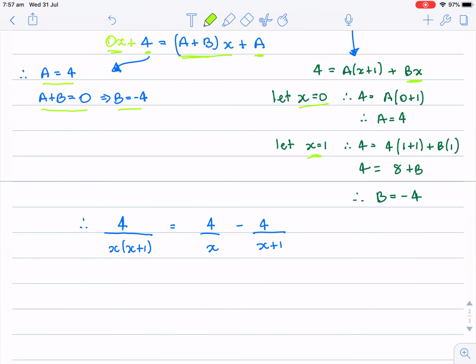So that allows us to now write this fraction of 4 over x times (x plus 1) as 4 on x minus 4 on x plus 1. We can't integrate the original, but we can integrate that one and we can integrate that one. They both work out as log functions. So that's why we're going to be using partial fractions at times, just to help solve integration problems.